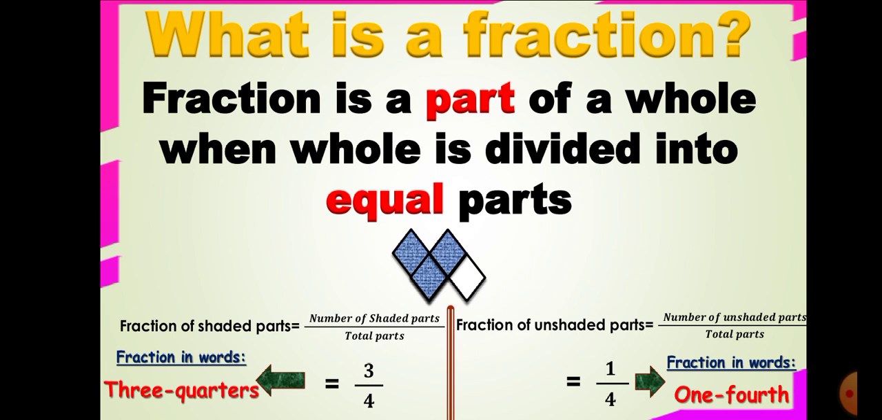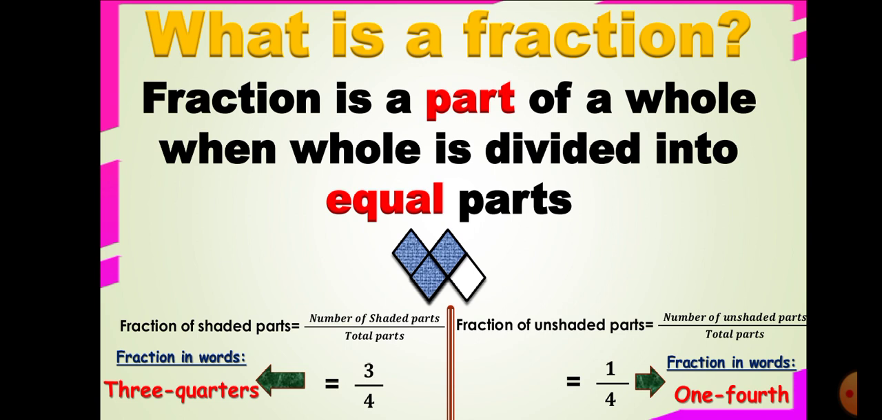Now if I want to write the fraction of these shaded parts, first of all, in the numerator I have to write the number of shaded parts and then our total parts. So total shaded parts are 3 and total parts are 4. So 3 over 4 is my fraction. If I want to write my fraction in words, I'm going to write 3 quarters, because quarter means 4.